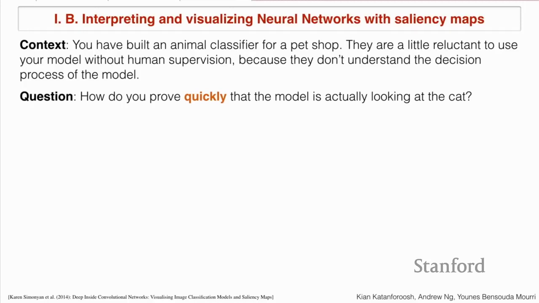So you've built an animal classifier for a pet shop, and you gave it to them. It's super good. It's been trained on ImageNet plus some other data. And what is a little worrying is that the pet shop is a little reluctant to use your network because they don't understand the decision process of the model. So how can you quickly show that the model is actually looking at a specific animal, let's say a cat, if I give it an input that is a cat?